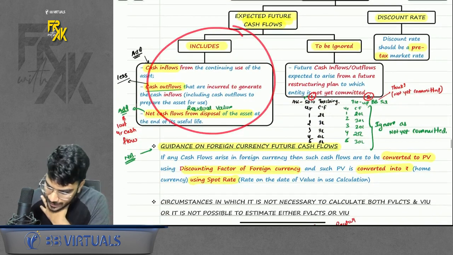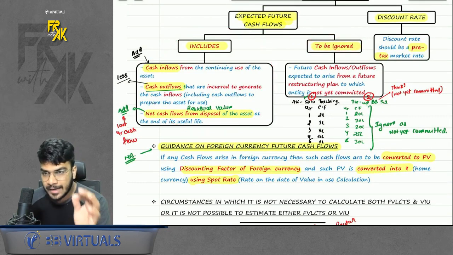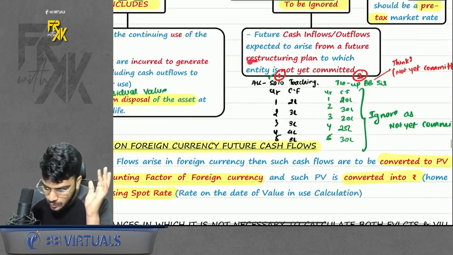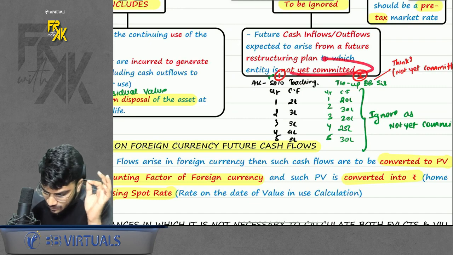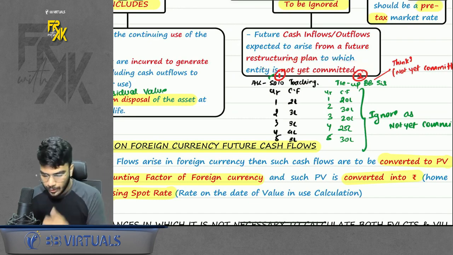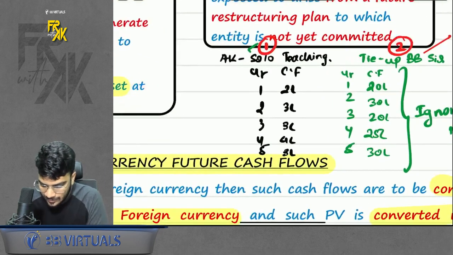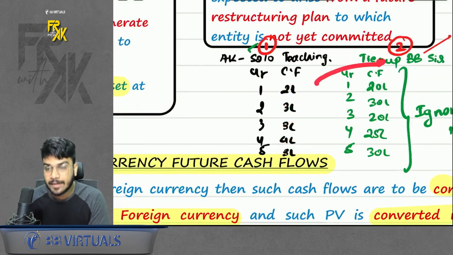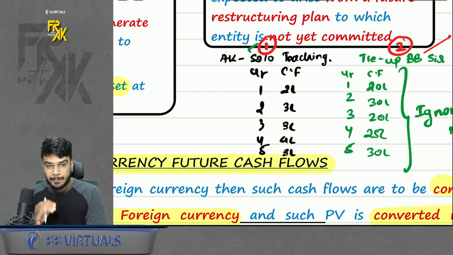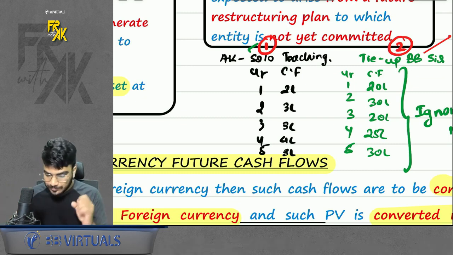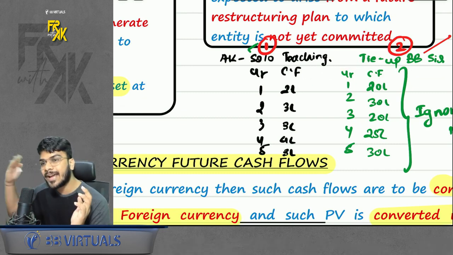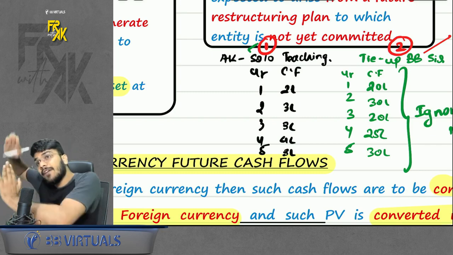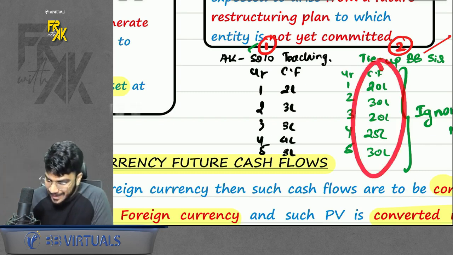The following cash flows are to be ignored: any cash flows which arise from a future restructuring plan to which the entity is not yet committed. Let's say, for example, I am doing teaching now. My expected cash flows are this much: 2 lakhs, 3 lakhs, 3 lakhs, 4 lakhs, 3 lakhs. But I am thinking of tying up with BB sir, and this is not happening as of now. Let's suppose that if I tie up with BB sir, these will be my cash flows. But have I tied up with BB sir?